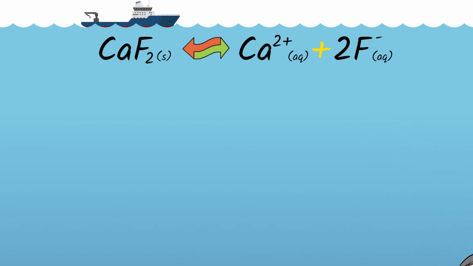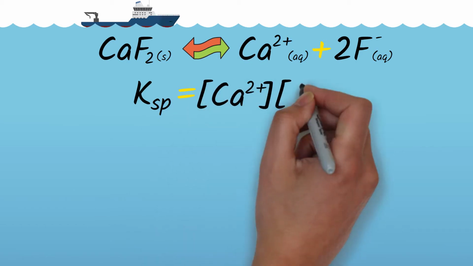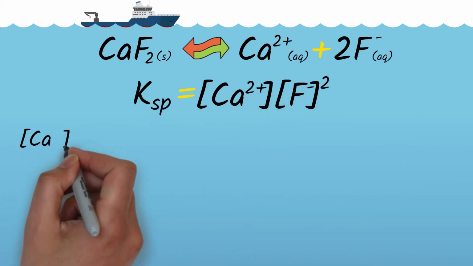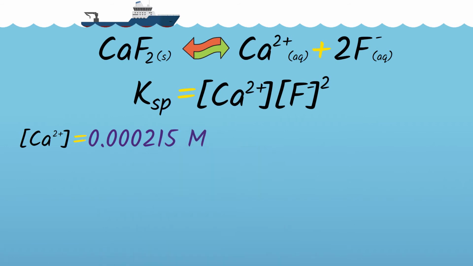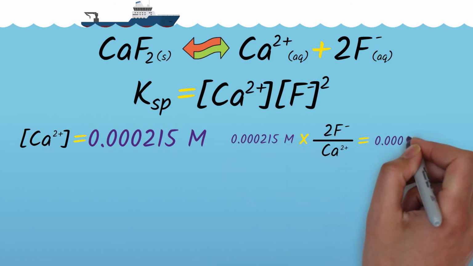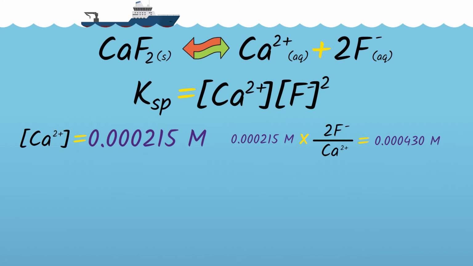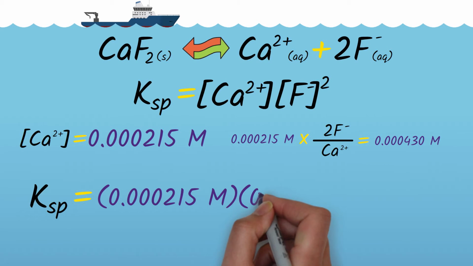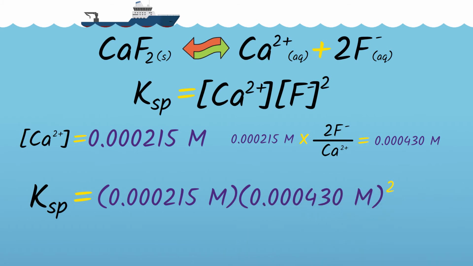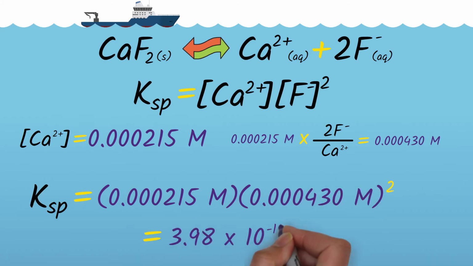For calcium fluorite, the concentration of calcium ions in such a solution would be 2.15 times 10 to the minus 4 molar. In order to calculate the Ksp, we need the concentration of fluoride ions as well. What's great about this is we can use our knowledge of molar ratios to figure this out. The concentration of calcium ions is 2 to 1 with fluoride, so we can set up a conversion. Boom! Now we just put those values into our Ksp equation and solve for Ksp. That's not too bad.